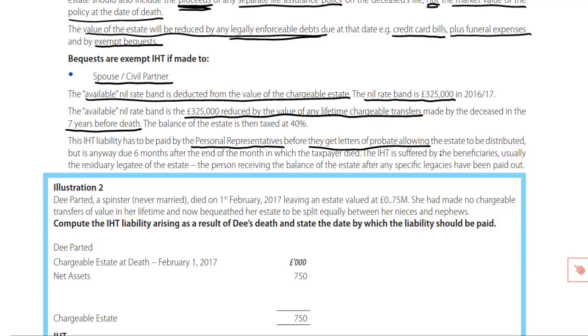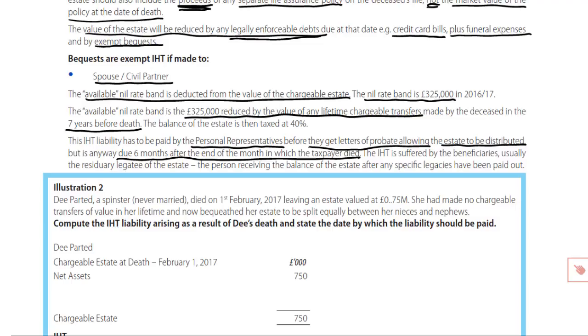Now, the point about the granting of probate is until that has been granted, the estate will not be available to be distributed to the beneficiaries. So the IHT liability is paid by the personal representatives before they get letters of probate, allowing the estate to be distributed. As we'll discover, it will be due, this tax, 6 months after the end of the month in which the taxpayer died, and you would normally expect that we would wait until the last moment before we part with the cash and pay any tax.